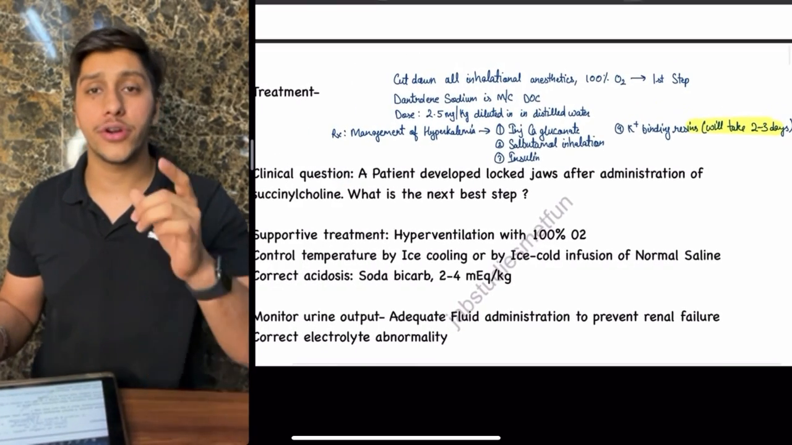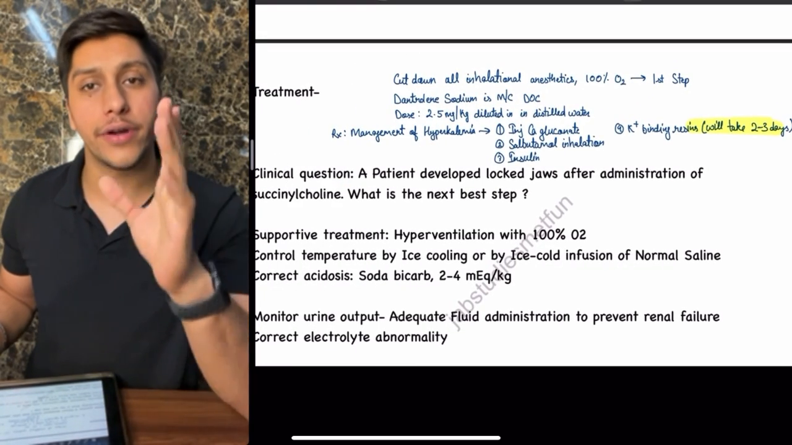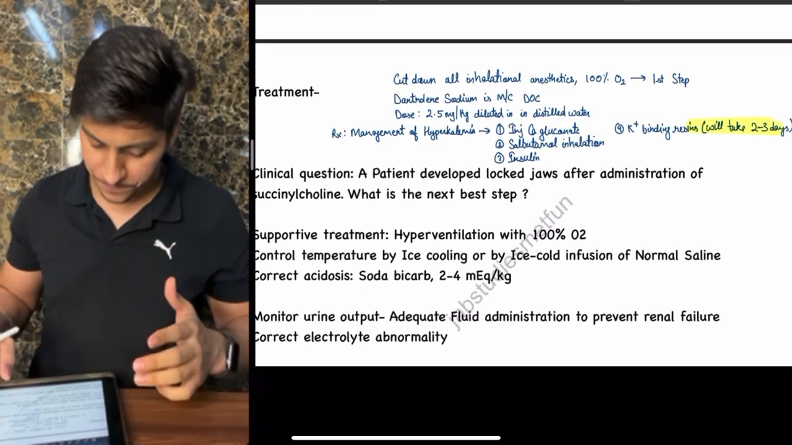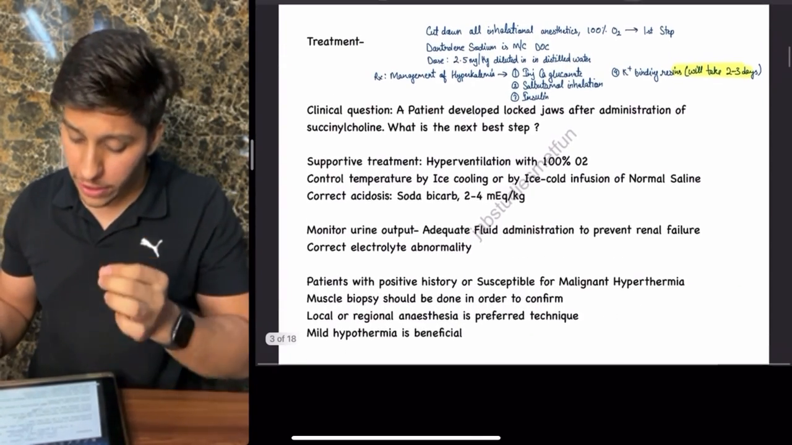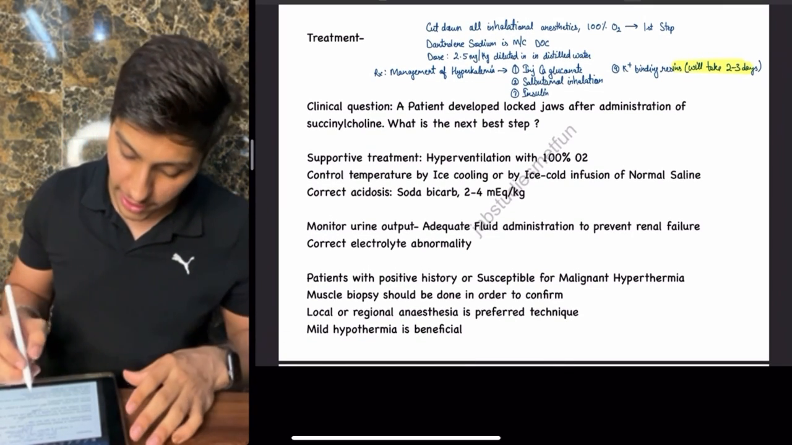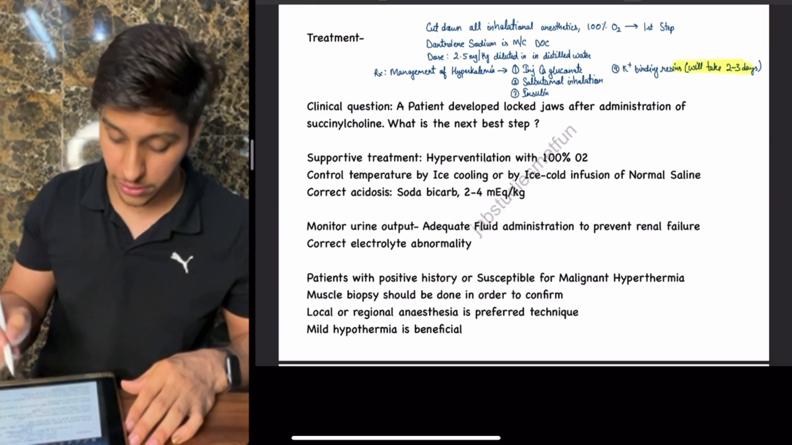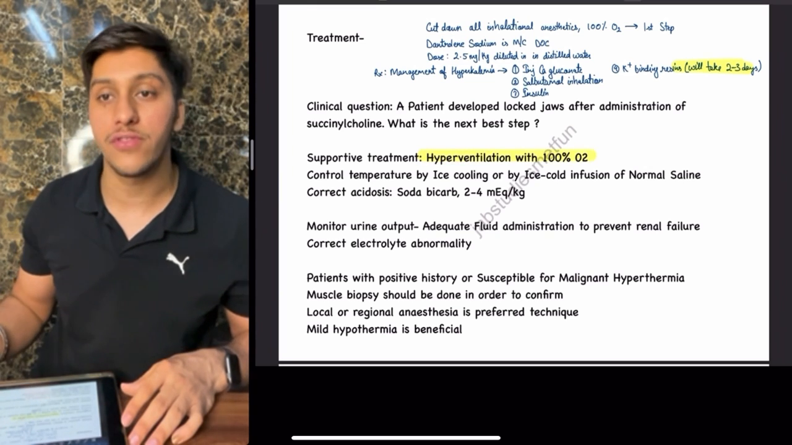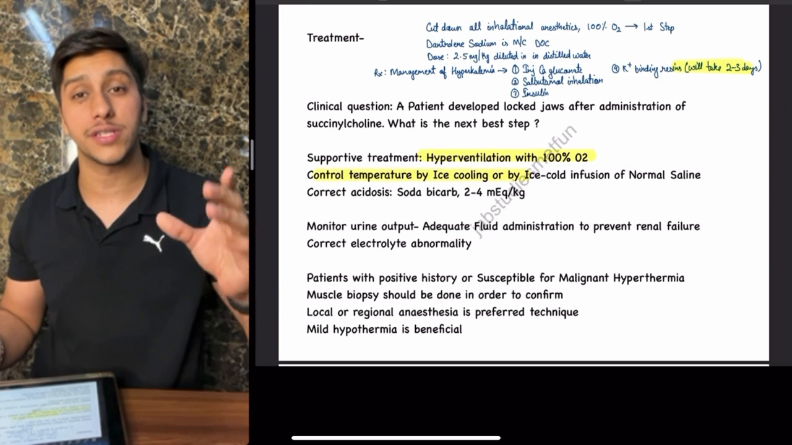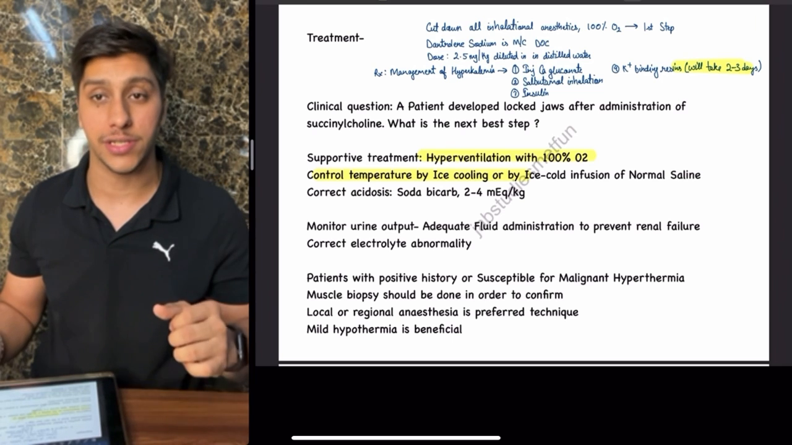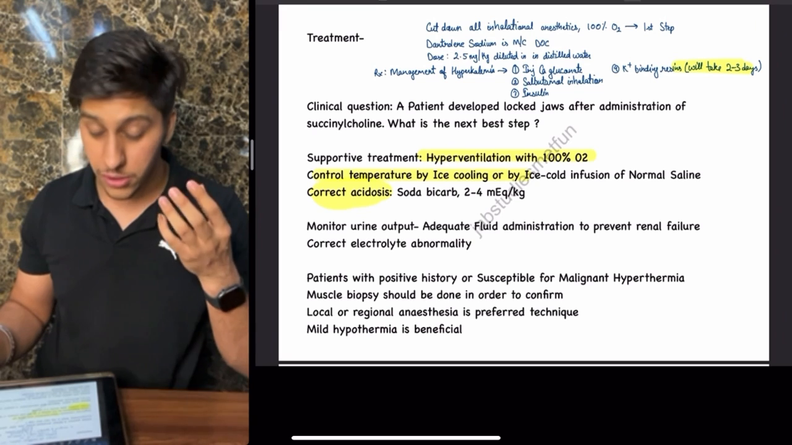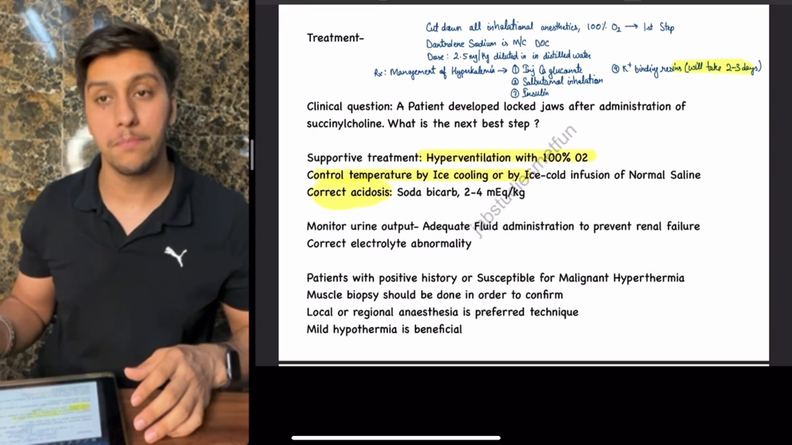Okay, so remember, drug of choice for malignant hyperthermia, very good, dantrolene sodium. What are the causes? All inhalational anesthetics and succinylcholine. If they ask you, a patient developed lockjaw after the administration of succinylcholine, what are you going to do? The best, as we already talked about, is O2 supplementation. So you're going to give O2 supplementation, which is going to be with help of hyperventilation. You're going to control the body temperature by ice cooling, because you know the body temperature can go as high as 41 degrees Celsius. Okay, and because of the acidosis which will be building up because of the hemolysis as well, the breakdown of muscle as well, you have to give sodium bicarb.